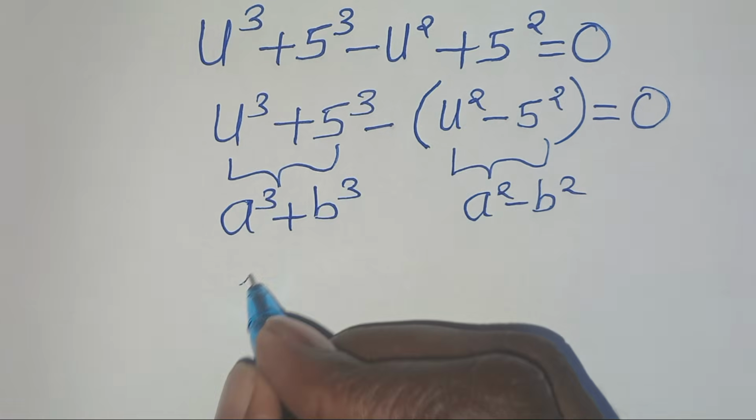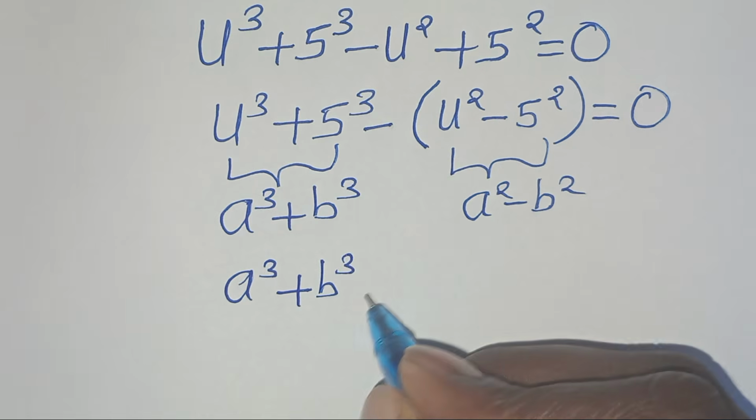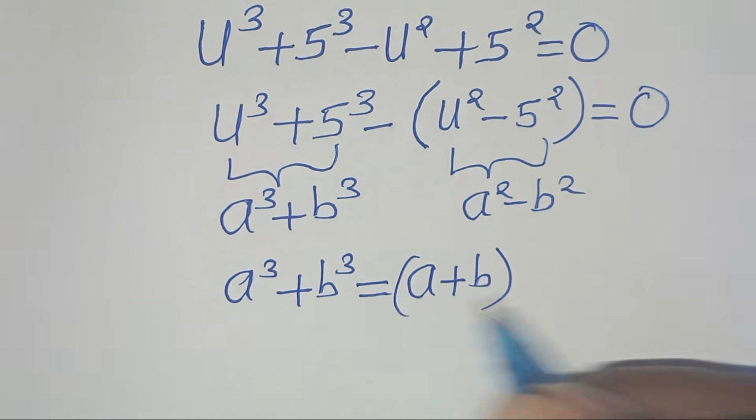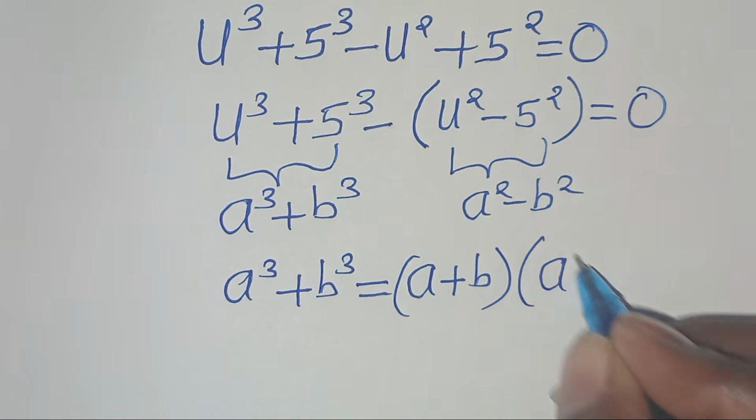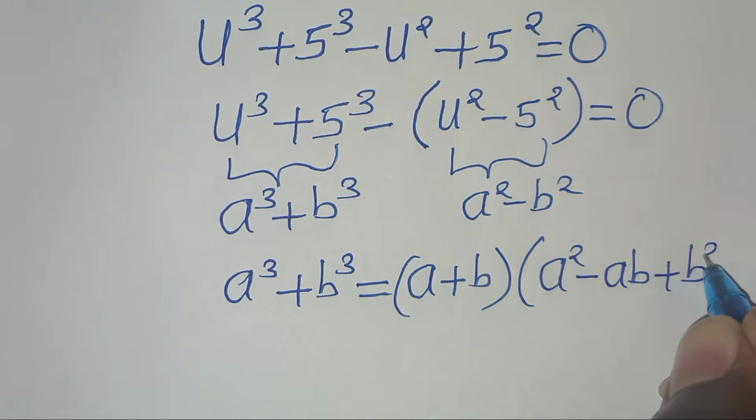So we have that a to the power of 3 plus b to the power of 3 can be expressed as a plus b multiplied by a to the power of 2, subtract a b plus b to the power of 2.